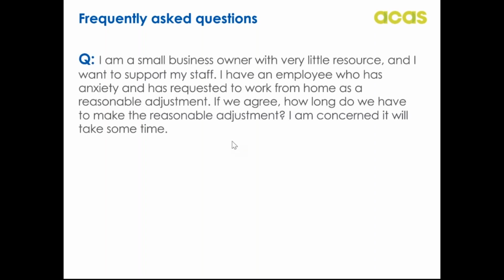So our first question is, I'm a small business owner with very little resource. I want to support my staff. I have an employee who has anxiety and has requested to work from home as a reasonable adjustment. If we agree, how long do we have to make the reasonable adjustment? I am concerned it will take some time.